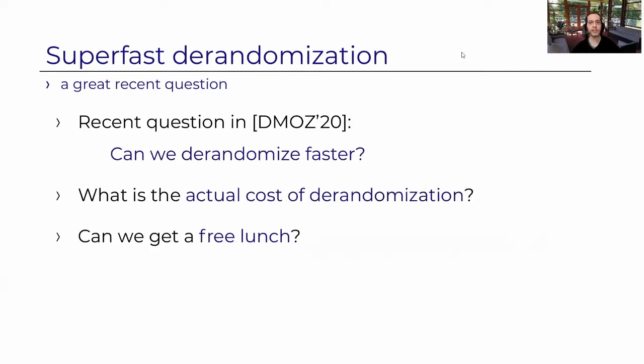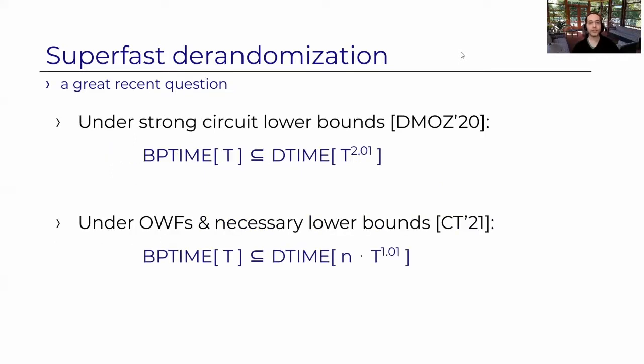And very recently, Doron, Moshkovitz, Oh, and Zuckerman raised the question of whether or not we can de-randomize quickly with a controllable C, fixed polynomial time. What is the actual cost of de-randomization? And ideally, can we get de-randomization without paying for it at all? They showed that under strong circuit lower bounds, we can get de-randomization with essentially a quadratic overhead.